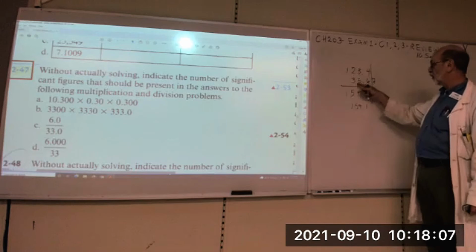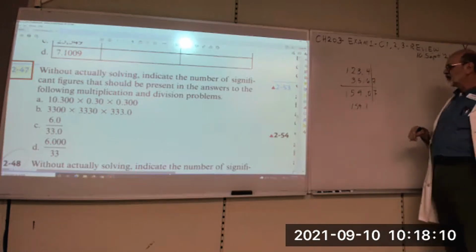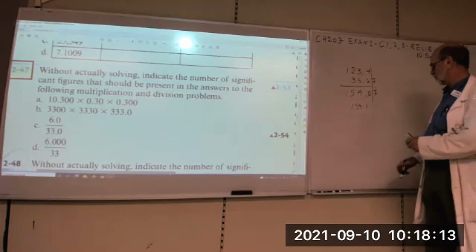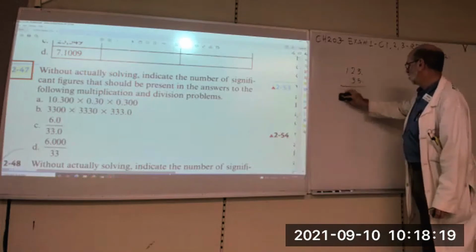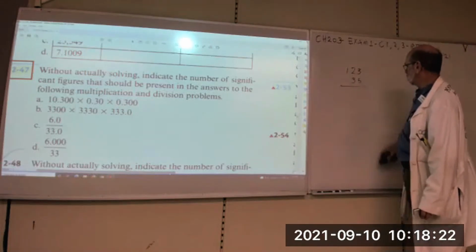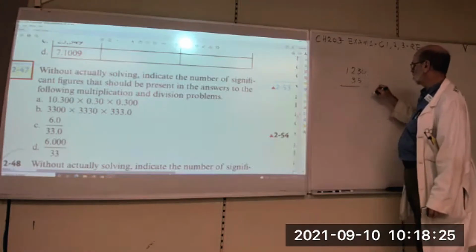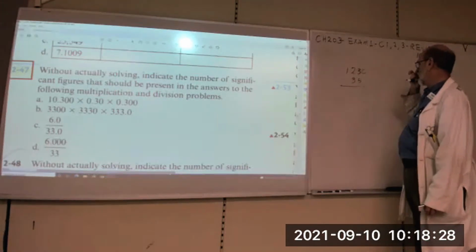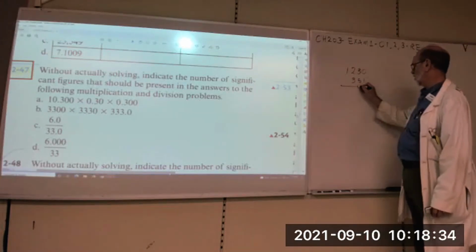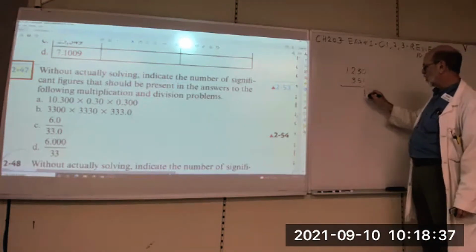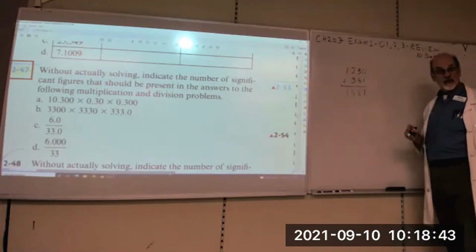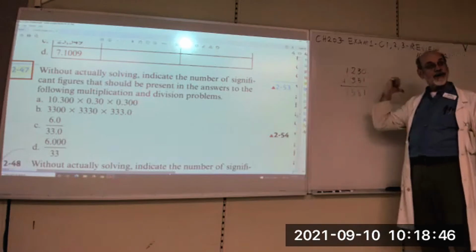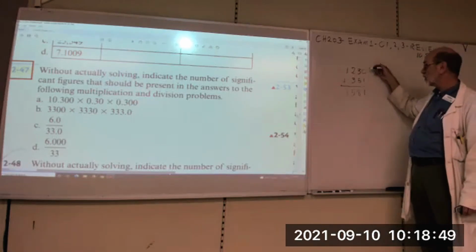Well, coincidence. That one has 4 and that one has 4. Let me see if I can figure one that doesn't obey. How about, let's change this to a 0 here. And a 1 there. How about that? So we said this is addition. 1, 8, 5, 1. So how many do we get to keep? We go to the least to the right. That 0 is not significant. So we have to stop here.